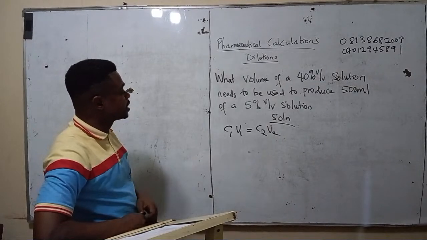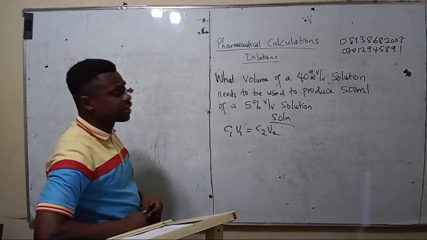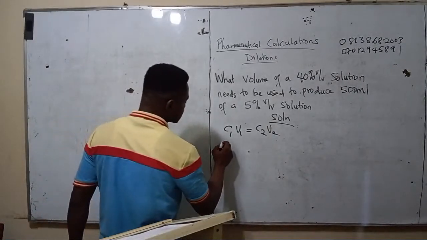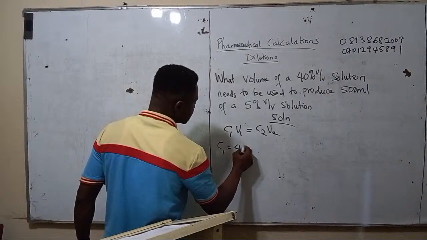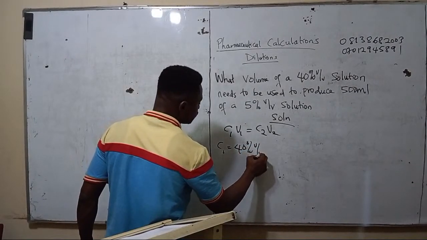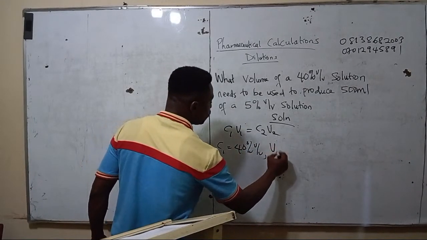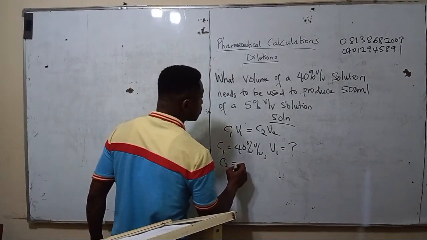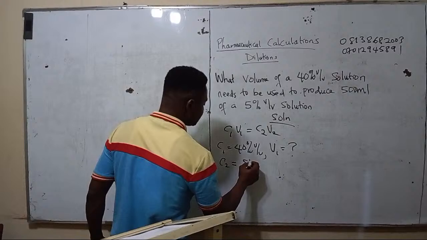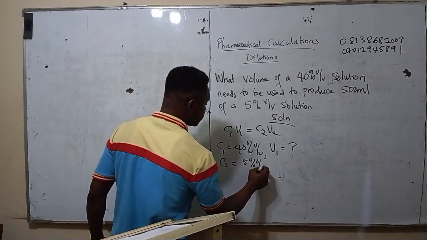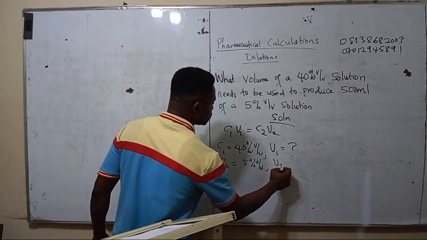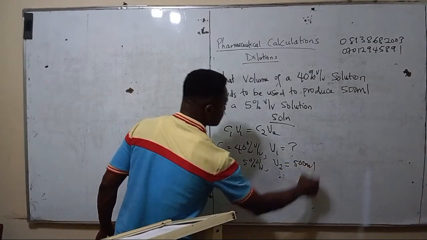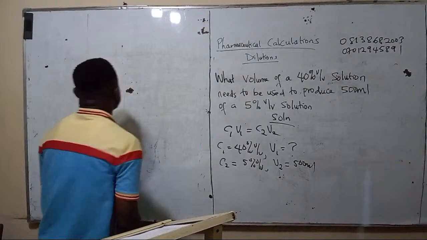Here now, our C1 is 40% volume in volume. So we know C1. We don't know V1. We know C2 as 5% volume in volume. We know V2 as 500 ml.